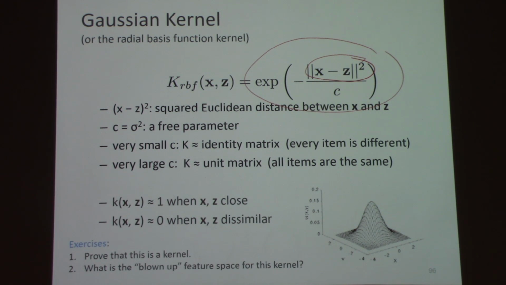But as an exercise, I want you to prove to me that this is actually a kernel. How do you prove it? You need to show me that this is a dot product. Or you can use some of the tricks that I'm going to show in the next slide. But what is more interesting is I want you to think about what is the blown up feature space for this kernel. I haven't told you what is the blown up feature space for this kernel. I want you to think about that.